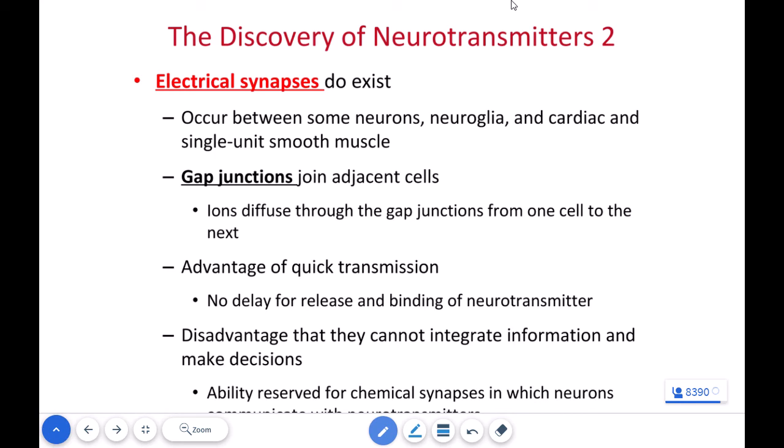The most common example of an electrical synapse is from one cardiomyocyte to the next cardiomyocyte. Once the heart muscle tissue starts contracting, you want all of those muscle cells in one chamber of the heart to contract at the same time.